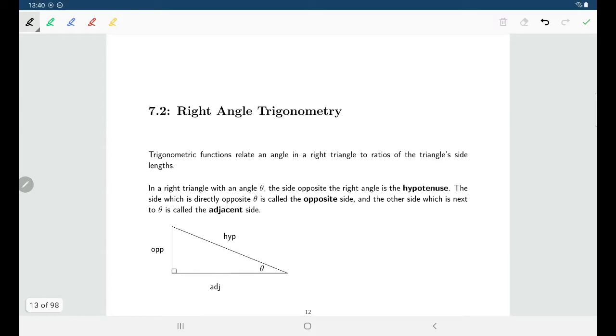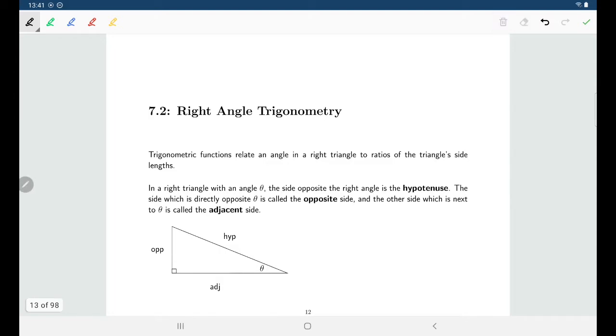Welcome back. In this section, we're going to talk about right-angle trigonometry. So in this section, we're going to be introducing six trigonometric functions, and for all of these functions, they'll take in as their input an angle that's in a right-angle triangle, and as their output, they will give us some sort of ratio of the side lengths of that triangle.